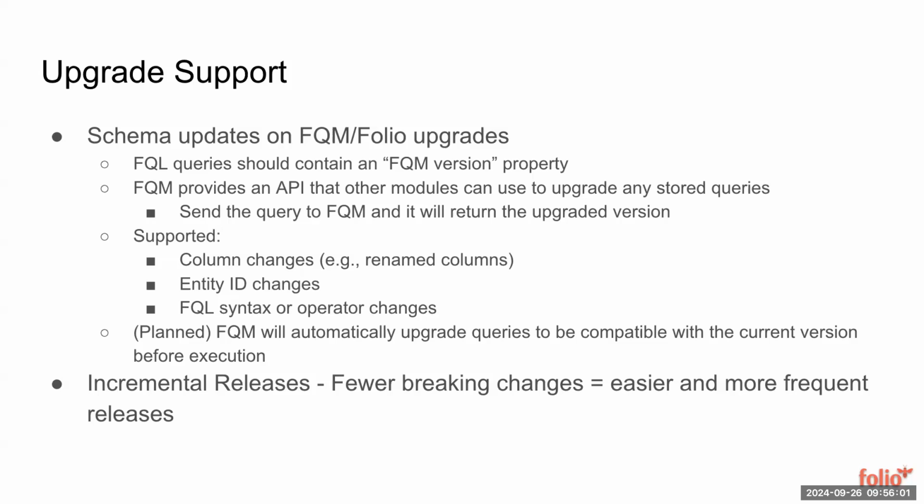So there's a tool built in that essentially provides an API that other modules can use to upgrade their own stored queries. If you have a stored query, you send your current query to FQM and you get back the upgraded query that corresponds to any breaking or schema changes that have occurred. The changes supported by this tool: you can report back any columns that have changed, any renaming of columns so that you have a proper name. The entity IDs may have changed, so that will be accounted for. And anything with the FQL syntax or operator changes, as we add capabilities to FQL, there may be additional operators that come into play, so that will be supported as well.